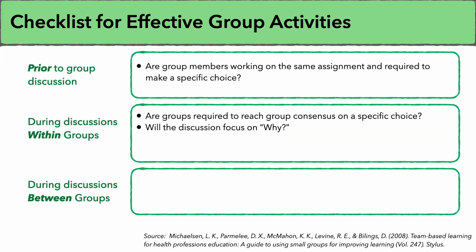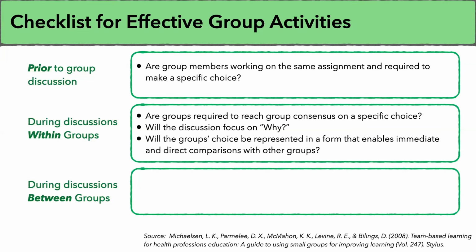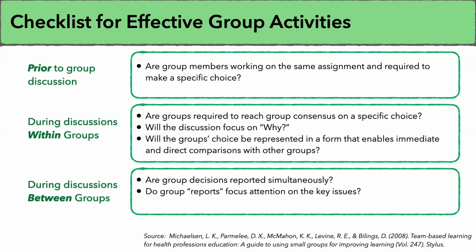But the goal is that the focus of that discussion is on why we are picking this particular choice, right? What are the risks and benefits? What is the underlying pathophysiology that's leading me to make this particular treatment decision? And the goal is that when they make that specific choice, we're able to compare directly between the groups what different groups are coming up with, so that we can probe their thinking on their treatment decisions more. And between groups, we really want things simultaneously reported.